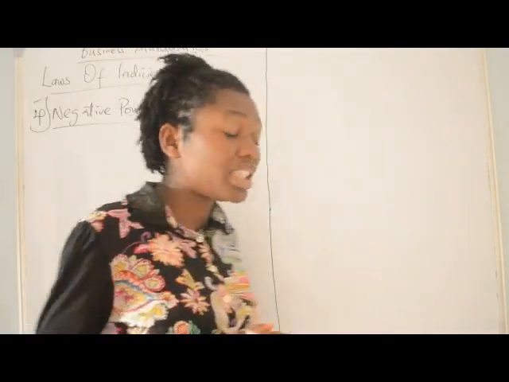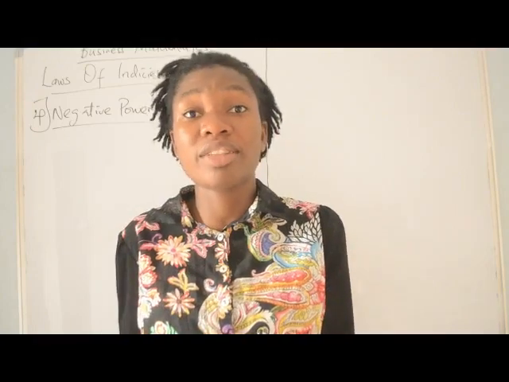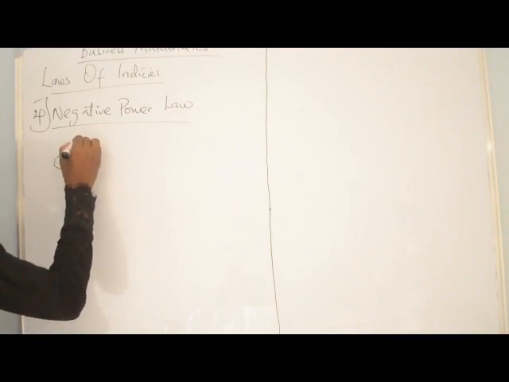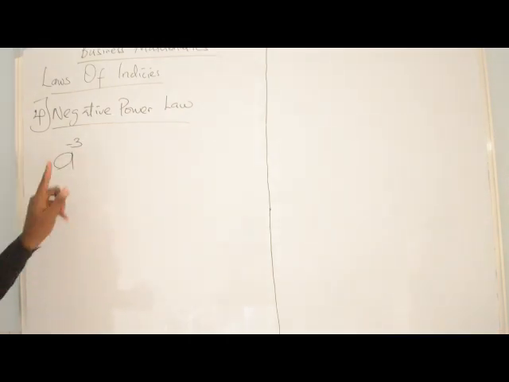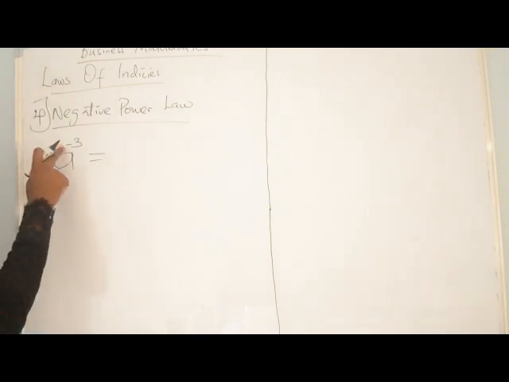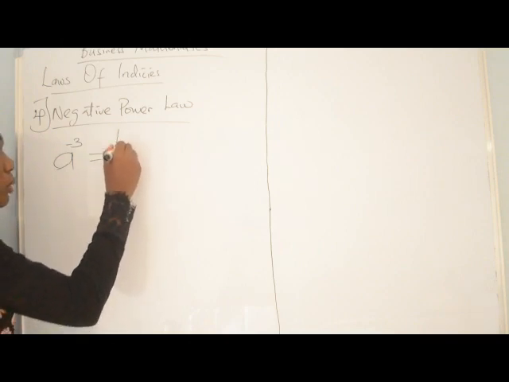Alright, so the negative power law holds that when numbers are raised to a negative power, you just take the inverse of that number and then you have a positive denominator. What I mean is this: let's assume our a is raised to a negative power, let's say -3. If a is raised to -3, we take the inverse, so instead of the minus sign, we can write it as 1 over a raised to power 3.